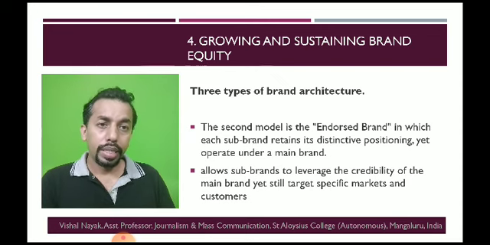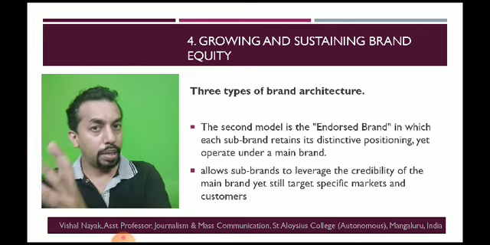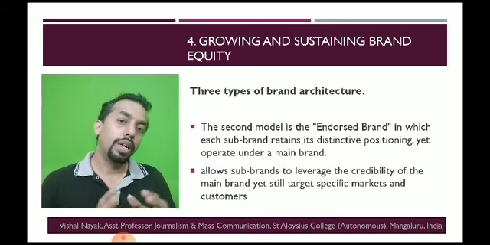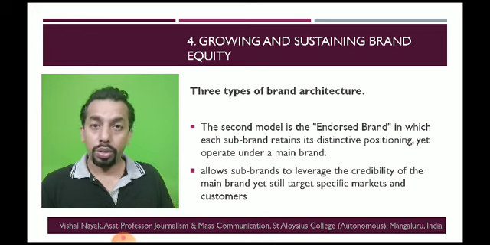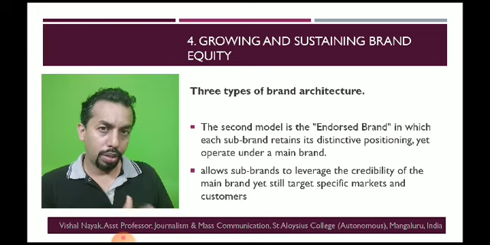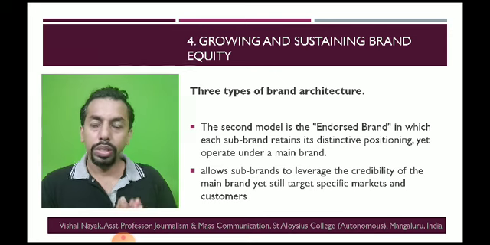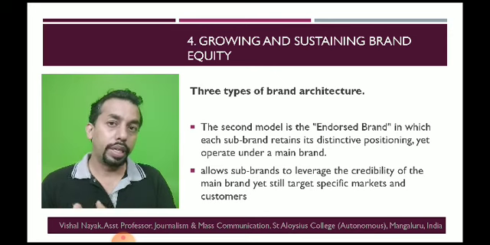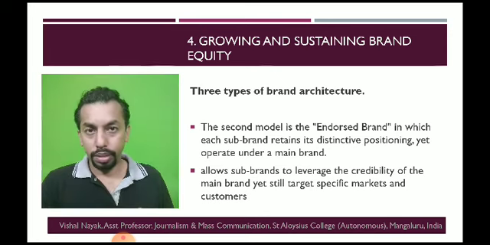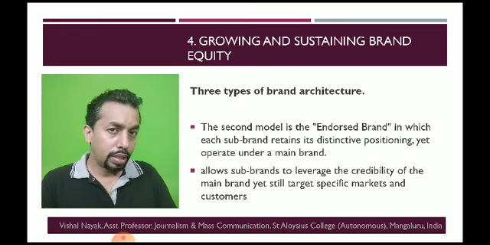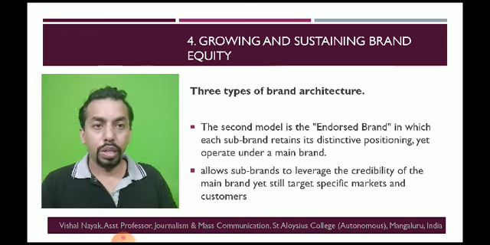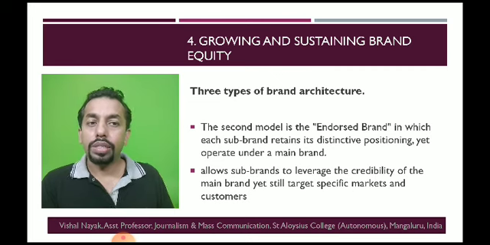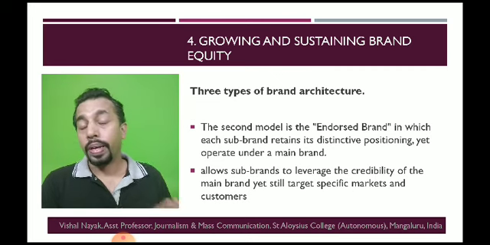Here we can take an example of Reliance Jio, right? Reliance is the main company, the mother company, the parent company, and Jio is the endorsed brand. Jio is given more importance, but you still have Reliance Jio written there. Or we can take Reliance Petrochemicals. Petrochemicals is given more importance, but we still have Reliance over there. It allows sub brands to leverage the credibility of the main brand, yet still targets specific markets and customers.